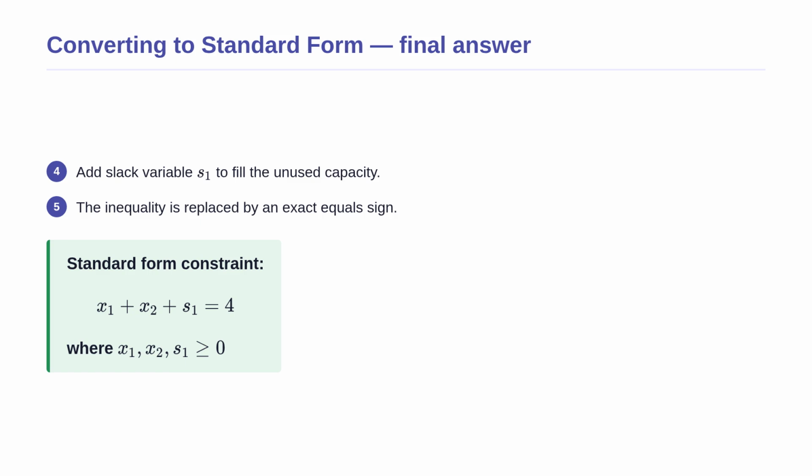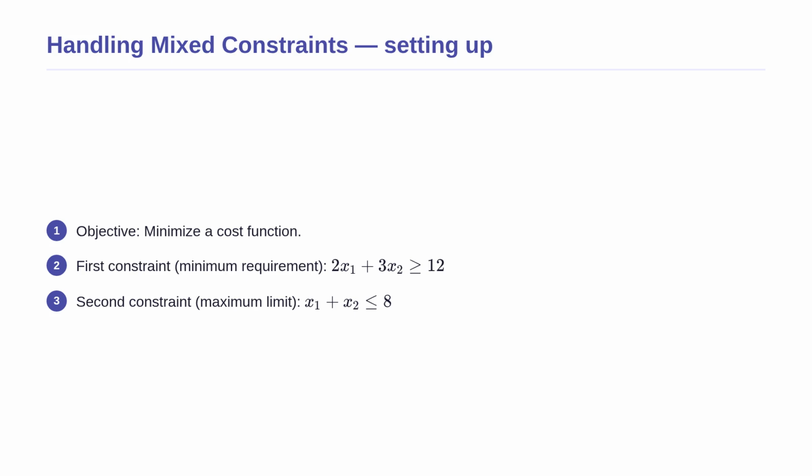Our objective function remains unchanged. Finally, we state the non-negativity constraint, making sure to include our new slack variable, because you cannot have a negative amount of unused space. Let us look at a slightly more complex example involving mixed constraints.